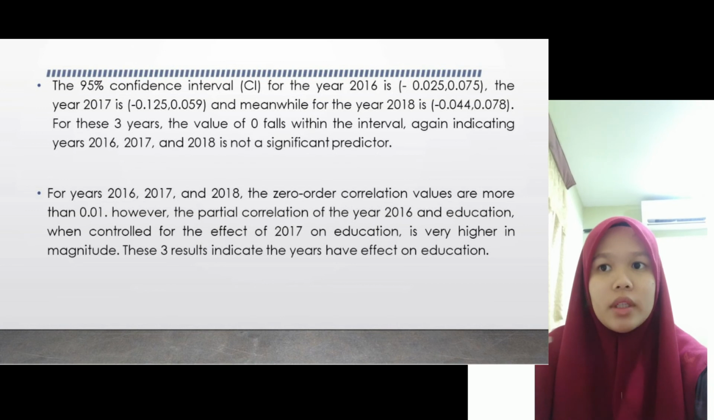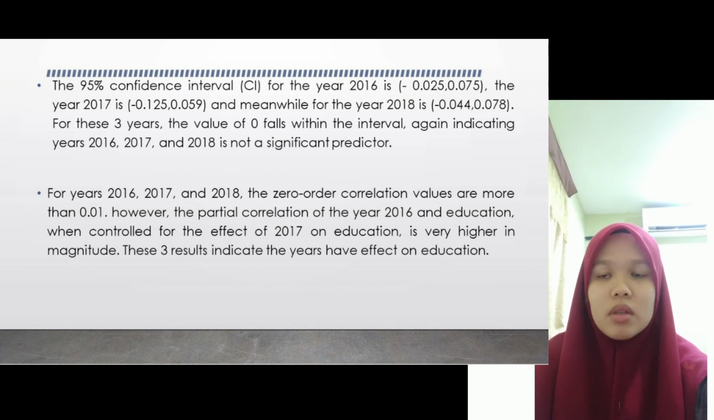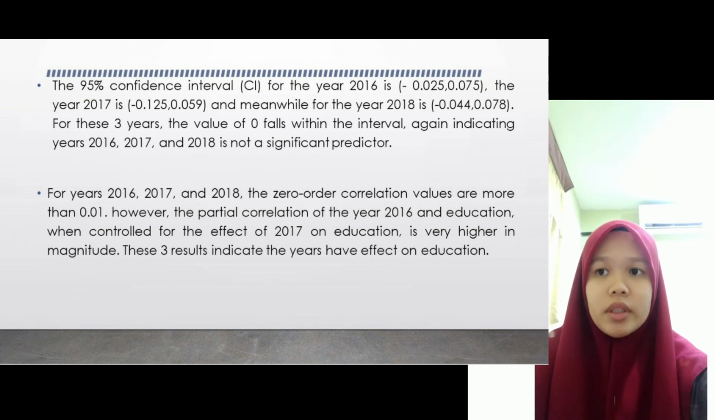The 95% confidence interval for the year 2016 is negative 0.025 and 0.075. The year 2017 is negative 0.125 and 0.059, and meanwhile for the year 2018 is negative 0.044 and 0.078. For these 3 years, the value of 0 falls within the interval, again indicating years 2016, 17, and 18 are not significant predictors. Last, for the years 2016, 17, and 18, the zero-order correlation values are more than 0.01.